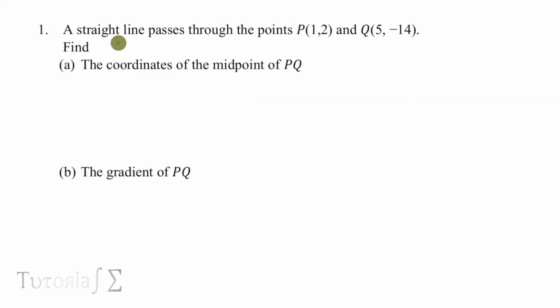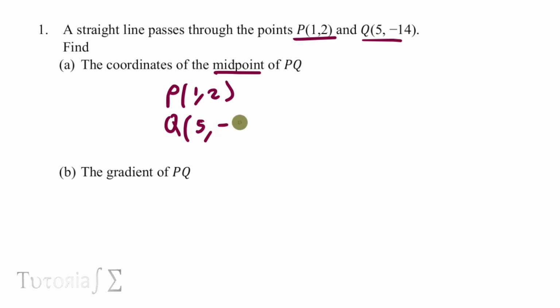So we have the first question that asks us to find the coordinates of the midpoint, given that the line passes through the points P and Q. All right, so midpoint is just the average. We have the point P, which is (1, 2), and the point Q, which is (5, -14). So the midpoint is just the average of the x ordinates and the average of the y ordinates.